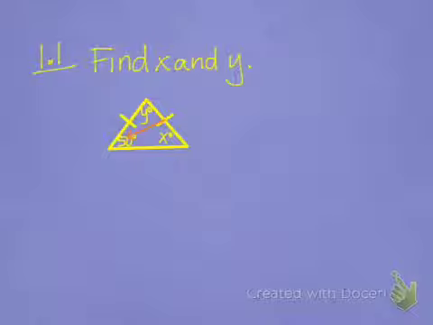So if we know that the measure of this angle is 50 degrees, then we know that this angle has to match it because of the fact that it's an isosceles triangle. So therefore, it has to be 50 degrees. We can find y because the measure of all three angles of a triangle add up to be 180 degrees. So y has to be 80 degrees.